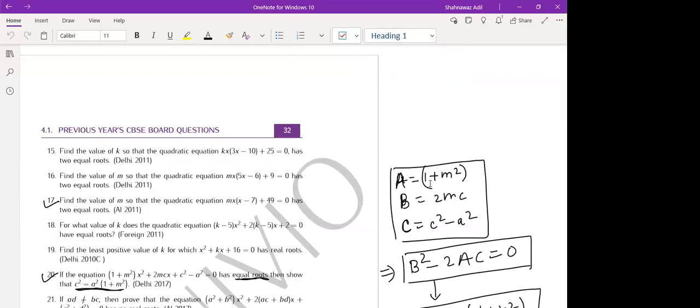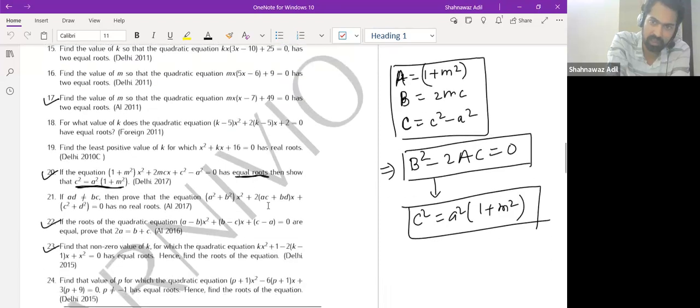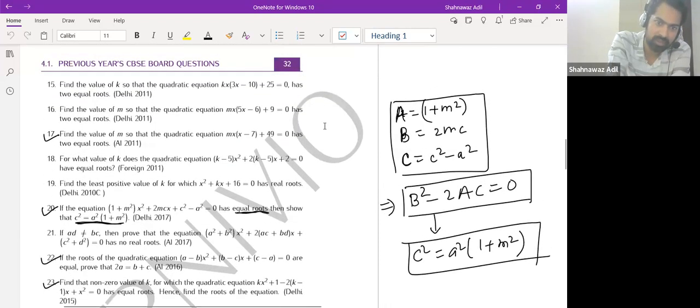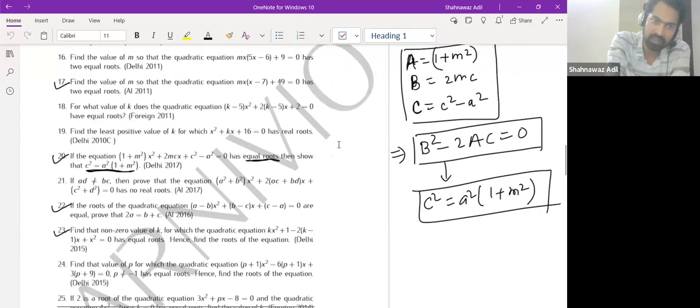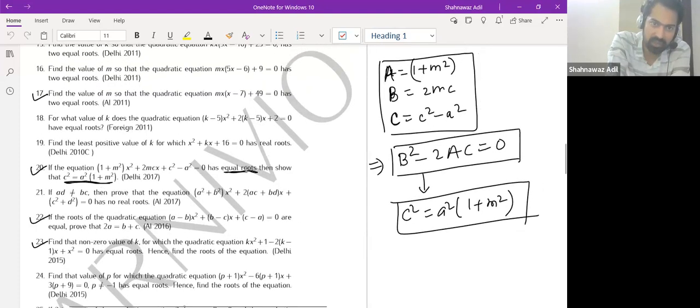Okay. Yes, sir. So now this is 18 done, twice 19. Okay, so now let us start with the 20th question, right? So you guys solve this question and tell. So if the equation has equal roots, then show that this relation holds. Yeah, this 20th is the question, guys. So please try this question and then tell me the answer.